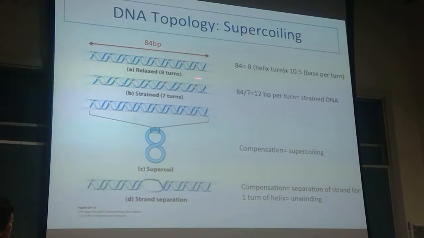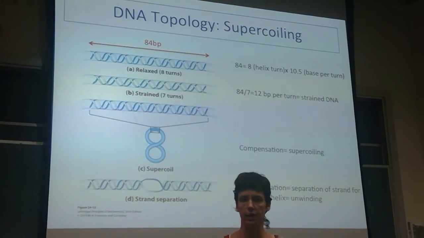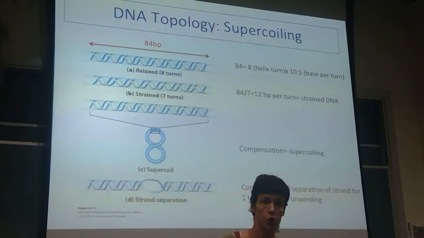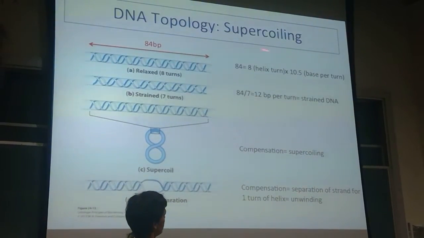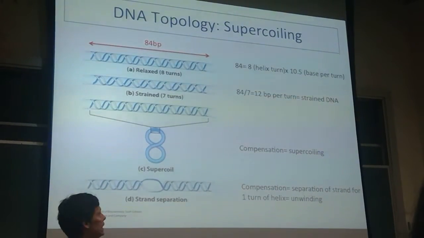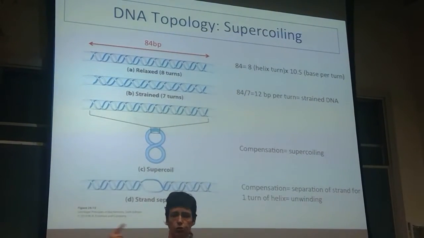Basically, if you consider this piece of DNA which has 8 turns of helix, let's say it's B form, Watson-Crick helix, so there's 10.5 residues per turn. Meaning that you have 8 helical turns by 10.5 base pairs, this is 84 base pairs. So when you have 84 base pairs and 8 helical turns, that means your DNA is relaxed. That is following the Watson-Crick model.